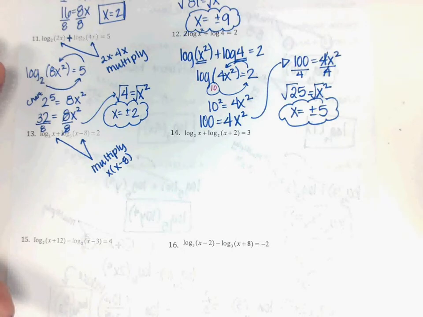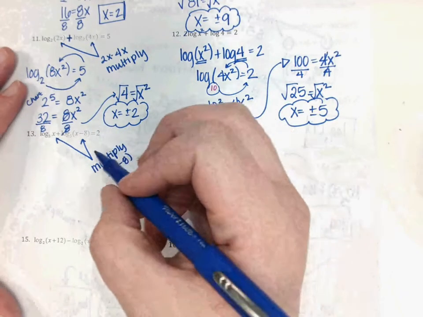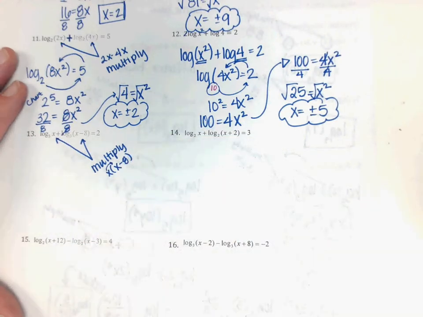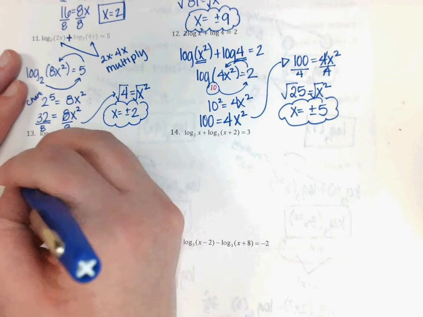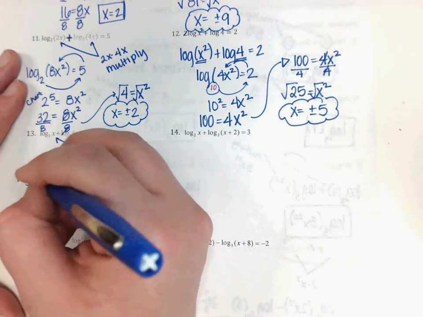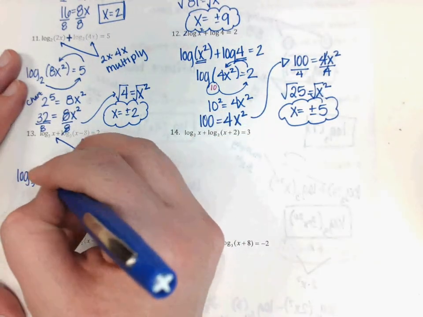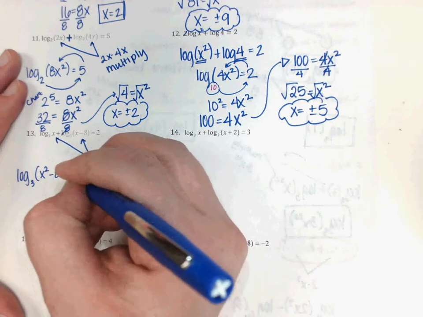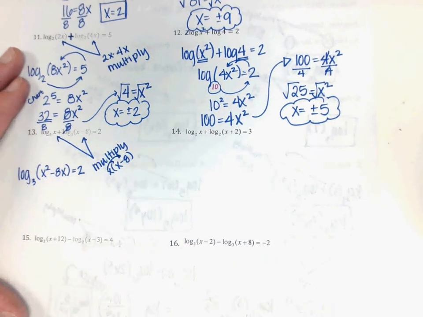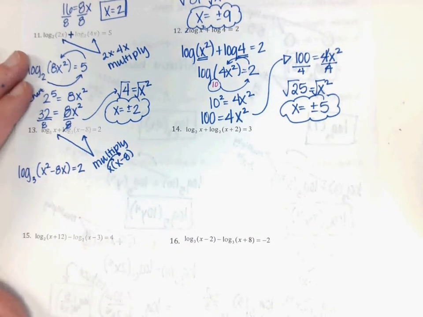Division? No, like little arrows. Distribution, thank you. So what is x times x? So log little 3 of x squared, and then what about the x times the minus 8? Negative 8x equals 2. From here, I do a loop, just like last time.